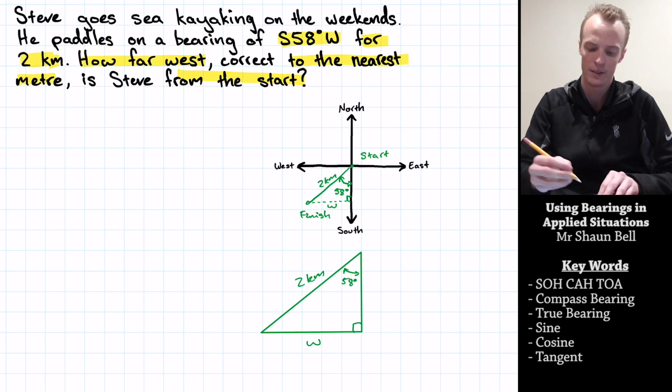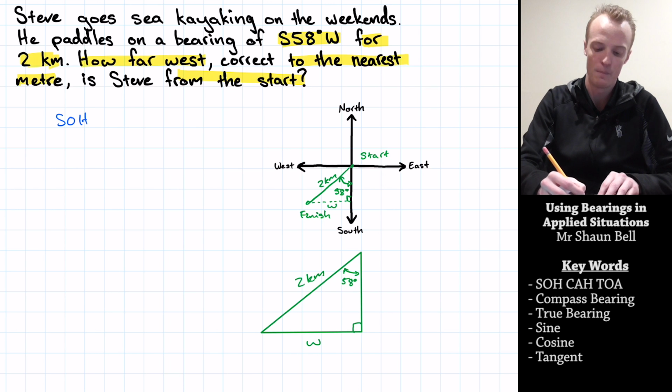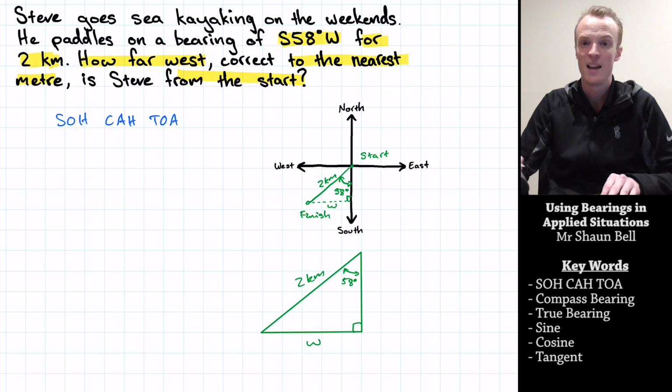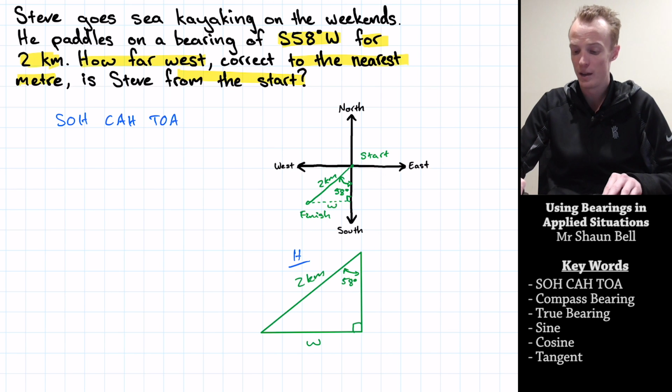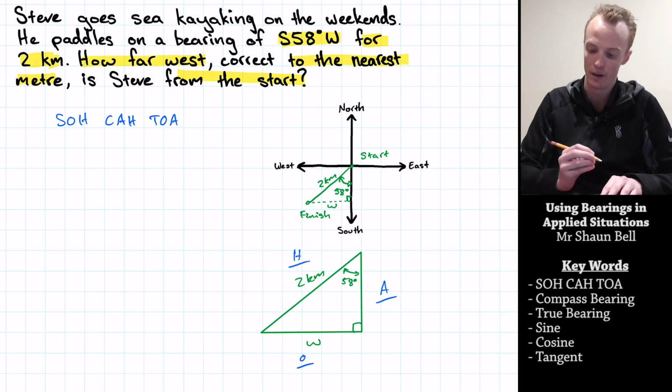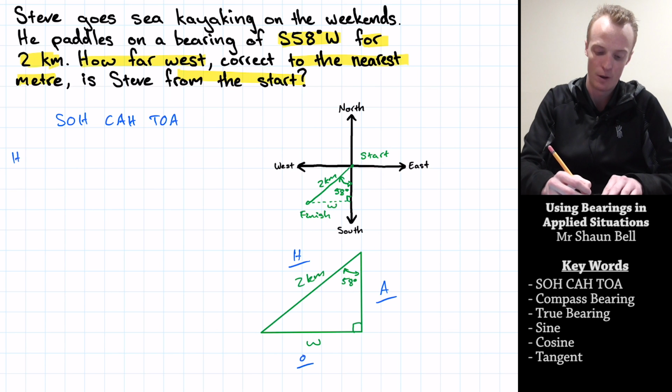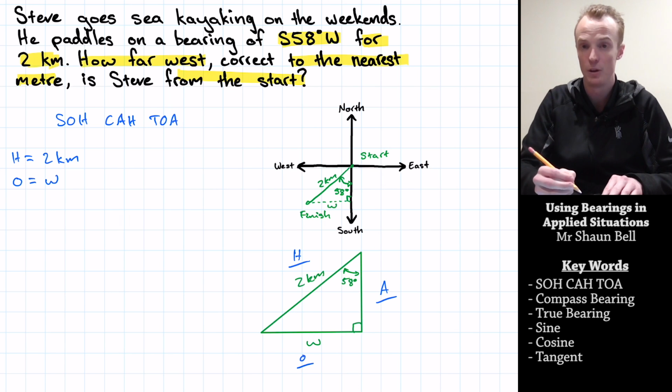So now we're going to use some trig to solve this. So we write our memoriser for trig, so SOH CAH TOA. And now we start by labelling our triangle. Start with the hypotenuse. We look at the angle. Opposite is where the W is. So adjacent must be the one remaining. So now let's record our information. We've got our hypotenuse, which is equal to 2 kilometres. We're looking for our opposite, which we've labelled as W. And we've got our angle or theta, which is equal to 58 degrees.